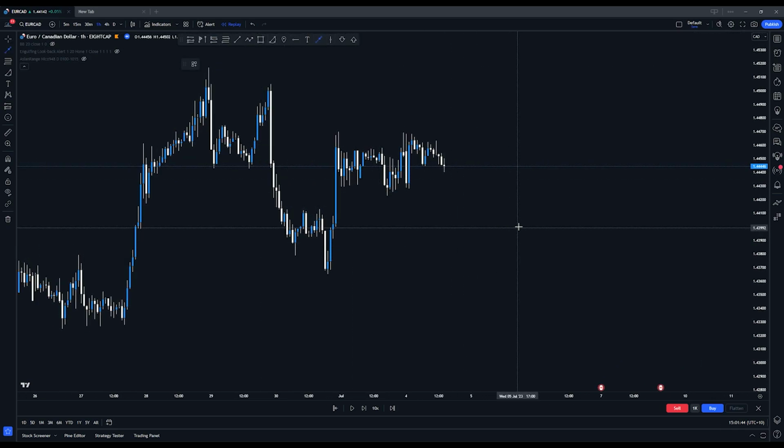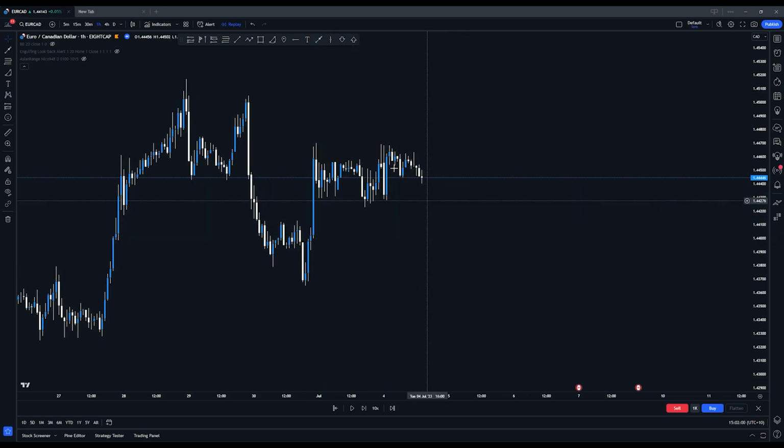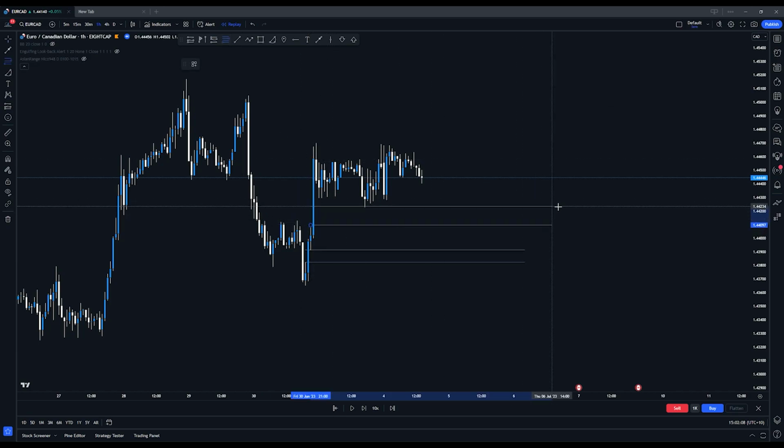So first things first, the easiest thing to spot for me was the imbalance that was happening in this area. There's a lot of imbalance, which usually means it's inefficient price, and the market usually falls back into these areas to fill this inefficient price. So the first thing I did was just do a quick markup. I got imbalance here, and imbalance is inefficient price, and imbalance here.